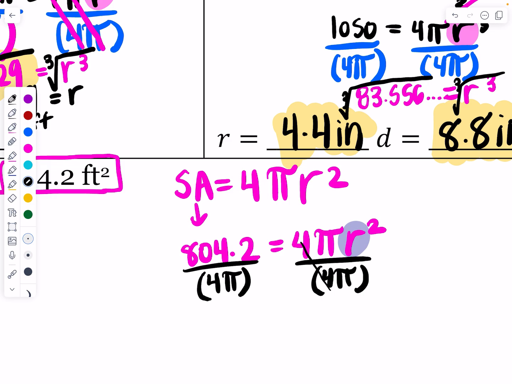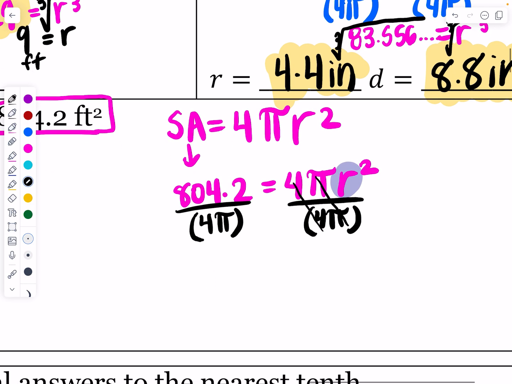And so when I do that, the 4 pi cancels out on the right-hand side, and I'm going to get 804.2 divided by parentheses 4 pi. That's going to give me 63.996, so I'm going to write that down, but we're going to have that stored in our calculator, 63.996, and it keeps going. That's what r squared is equal to, so I'm going to take the square root of both sides.